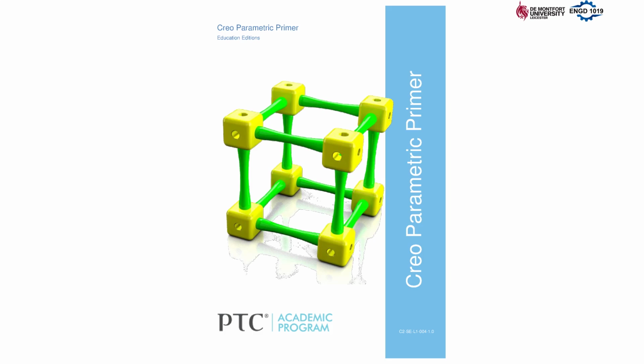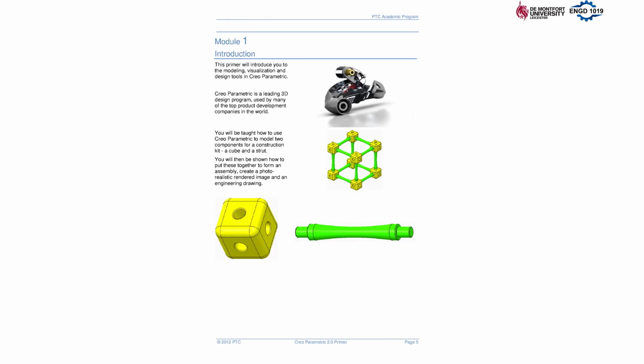The idea of this tutorial is that it gives you a video guide to the manual that you have. I really do recommend that you go through this Creo Primer manual. It gives you lots of hints and tips for using the software. But in this video I'm just going to go through how you create the cube, so the yellow cube you can see on screen, the strut, and then the assembly.